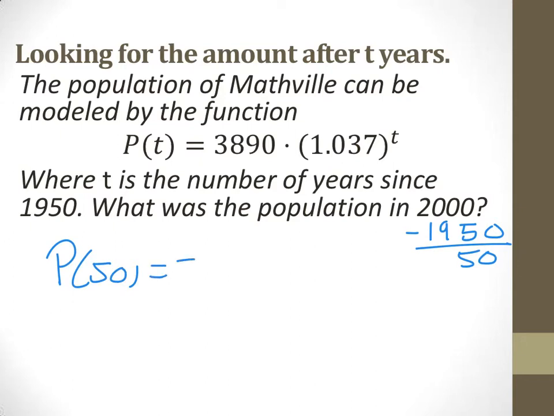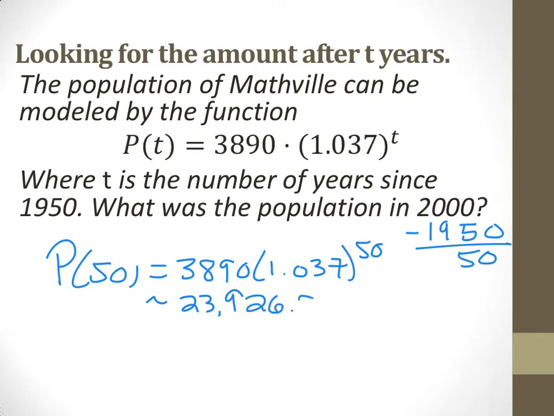Substitute that in. 3890 times 1.037 to the 50. And now use your calculator because we have all numbers on the right-hand side. When you do that, you get about 23,926.95 with change. And we're going to round that to the nearest person using our rounding skills, 23,927.